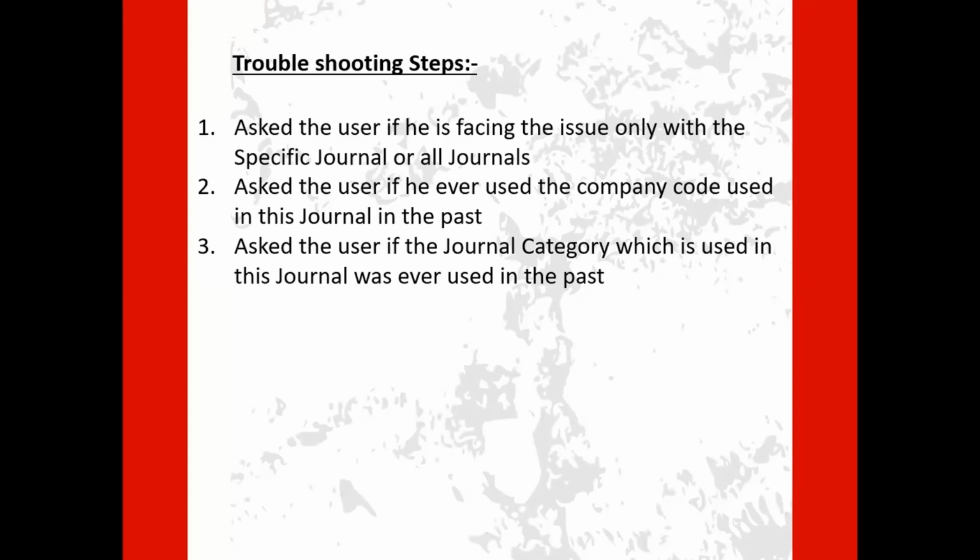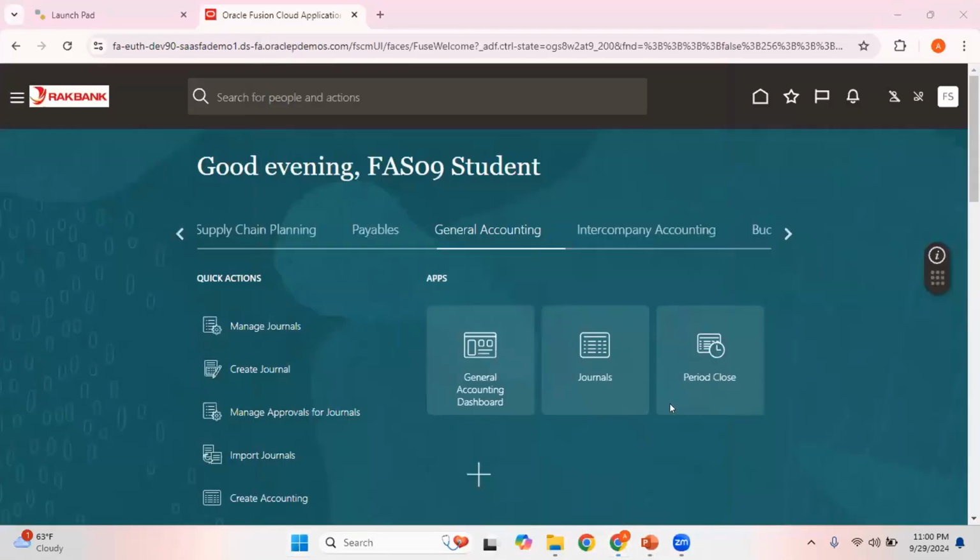And lastly, I asked the user if the general category which is used in the journal was ever used in the past, and the user was not able to recollect if the general category was ever used in the past. And then we continued our research and found the solution. Before I get into the solution, let me replicate this in our test environment, and then we'll get into the solution. So let me get into the Fusion environment.